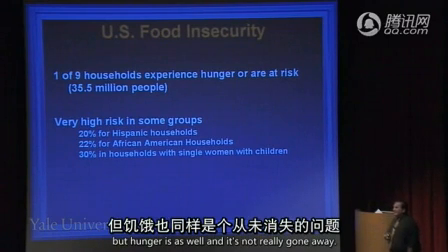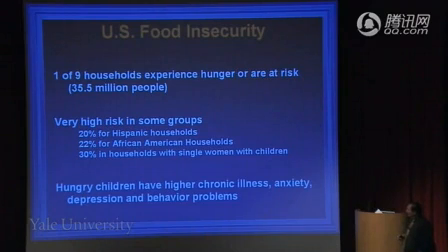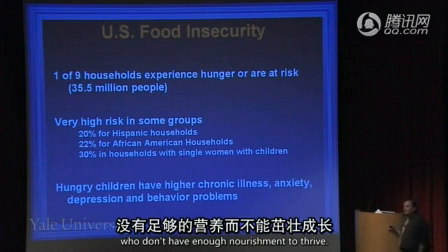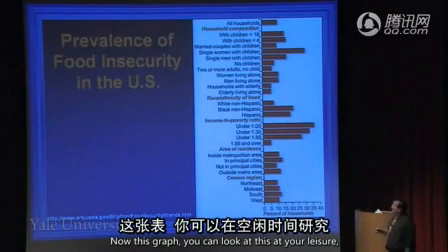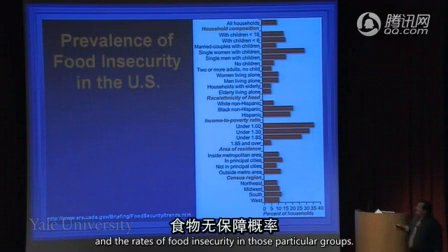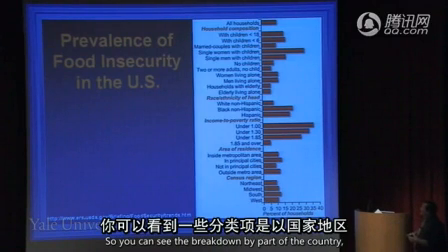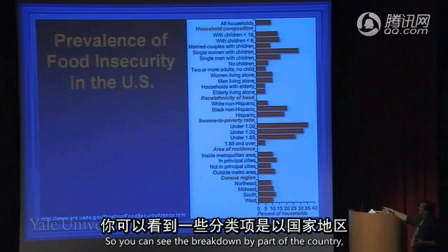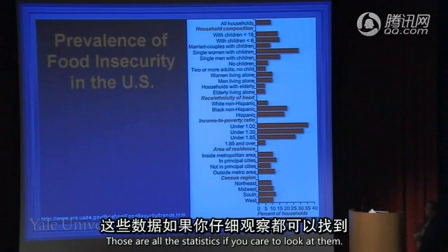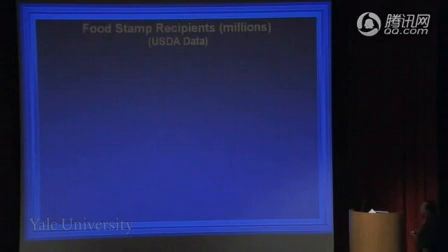But hunger is as well, and it's not really gone away. Some of these issues come up especially with children who don't have enough nourishment to thrive. Now this graph, you can look at this at your leisure, but it shows a number of different groups and the rates of food insecurity in those particular groups. So you can see the breakdown by part of the country, by where people live, their income, their race, gender, etc. Those are all the statistics if you care to look at them.